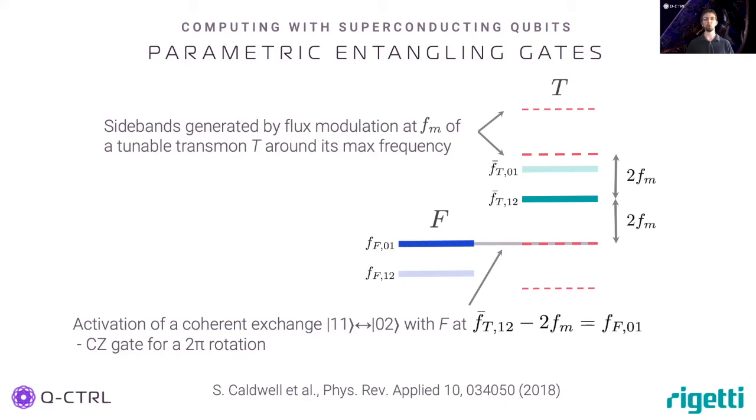For a particular choice of the modulation frequency, coherent exchange occurs between the 1-1 and 0-2 states, and here the effective resonance is marked by the gray line. By tuning the length of the flux pulse, population can be transferred out of the 1-1 state to 0-2 and back again, inducing a pi phase and performing a CZ gate.